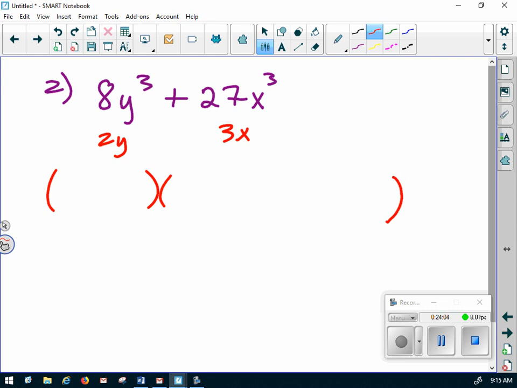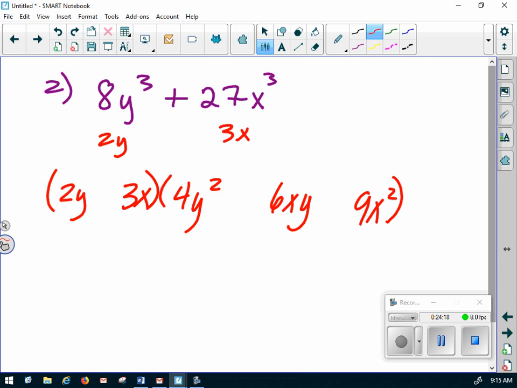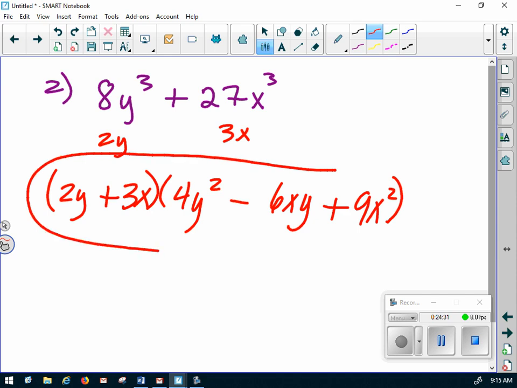Talk to me. What goes here? 2y. 3x. 4y squared. Good. 6xy. Well done. Well done. How do we find the signs? SOAP. First sign? Same. Opposite? Always positive. Done.